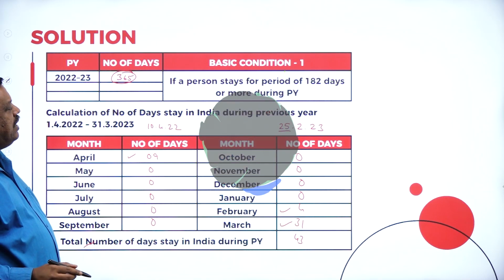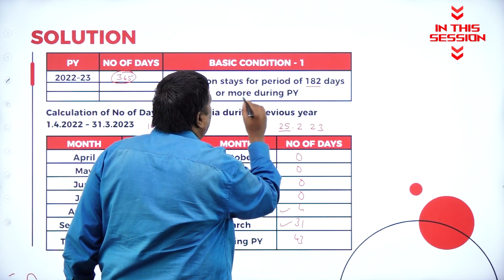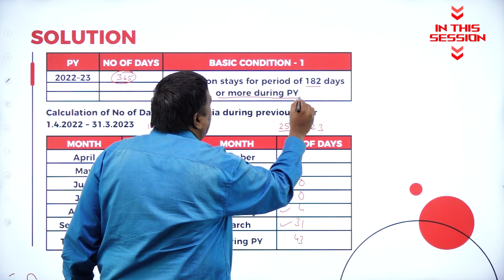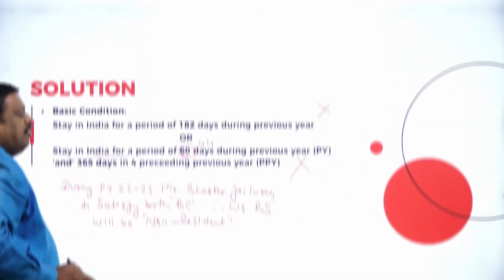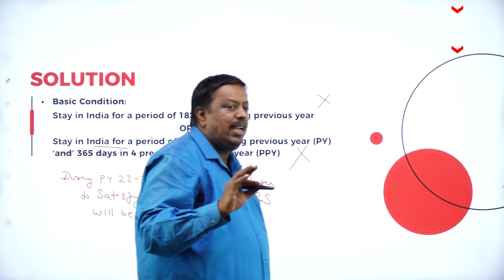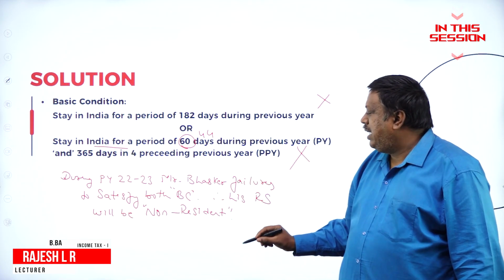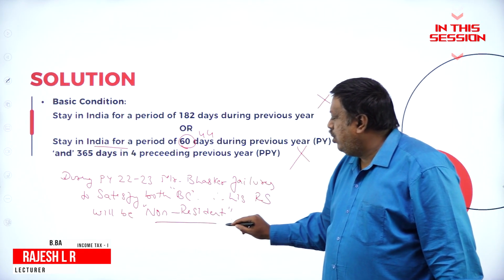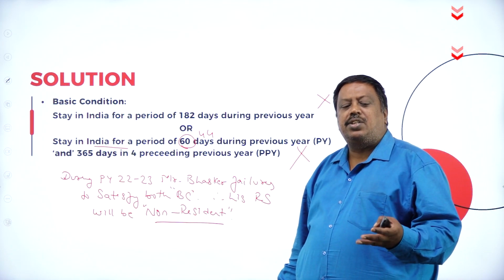What is my first basic condition? I should stay in India for a period of 182 days or more during previous year. So I have not satisfied my first basic condition. When any person fails to satisfy both the basic conditions, automatically his status will be non-resident and there is no need to verify additional conditions.